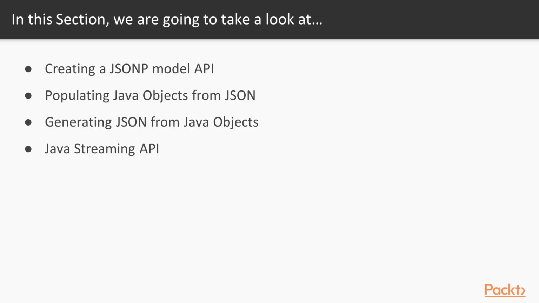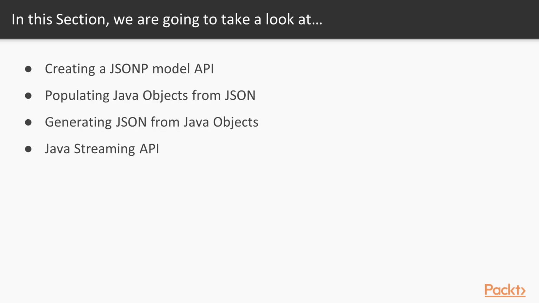Firstly, we'll be creating JSONP model API. We will learn how to populate Java objects from JSON file. So we will get .json file supplied, and then we write a code that will be able to read data from that specific file. Next, we'll be generating JSON from that Java objects again. So having the Java object, we'll be able to save it as the JSON file for the exchange.